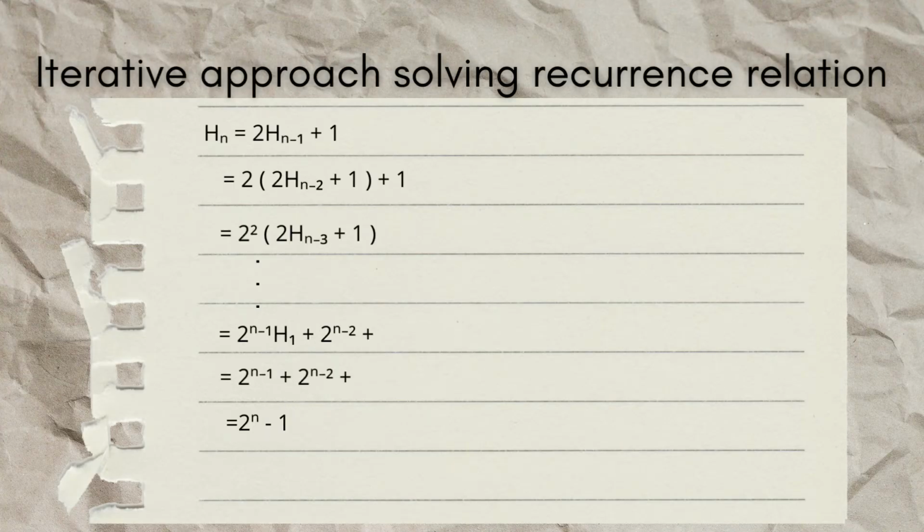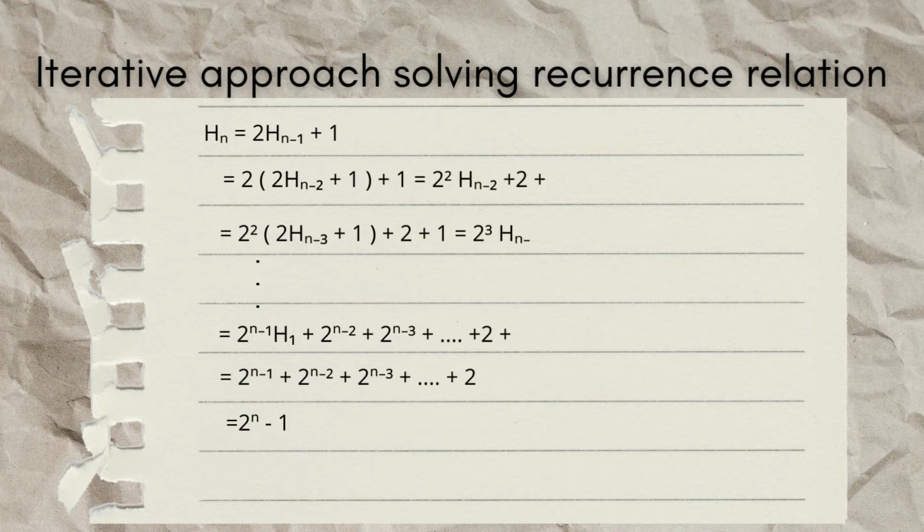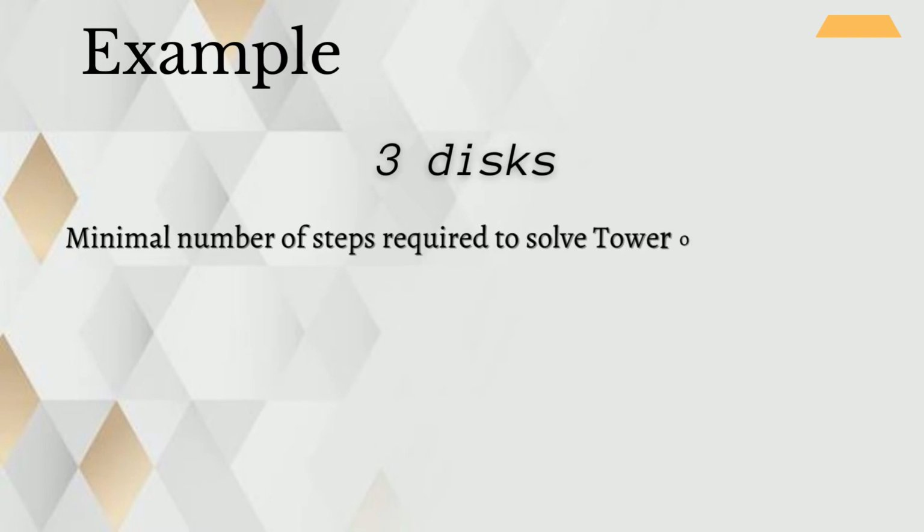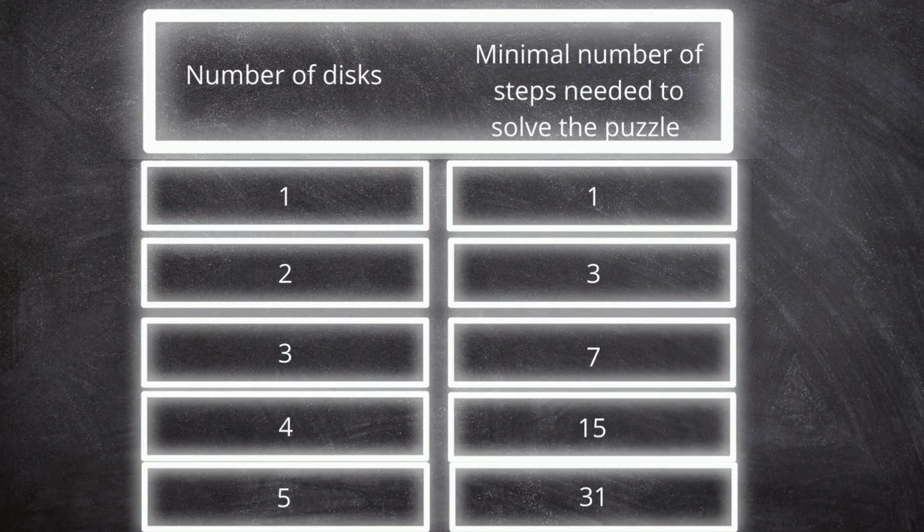Iterative approach is one of the methods to solve the recurrence relation. We can solve it by continuing to express H of n in terms of the previous terms of the sequence. A formula is obtained which is 2 to the power of n minus 1. For instance, the minimal steps to solve 3 discs is 2 power of 3 minus 1, which is 7 steps needed to solve the puzzle.